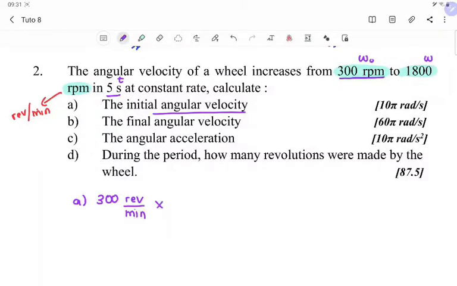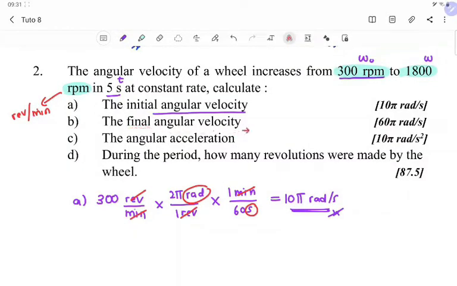We want to cancel the revolution. One revolution is equal to 2 pi radian. And then we want to cancel the minute. 1 minute is 60 seconds. So revolution cancels with revolution, minute with minute, and we have 10 pi radian per second. Then for the final angular velocity, you do the same thing and you will get 60 pi radian per second.